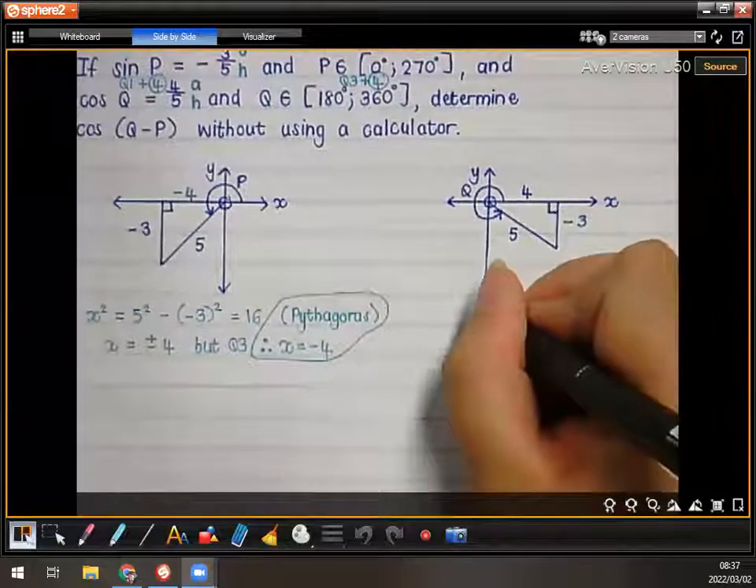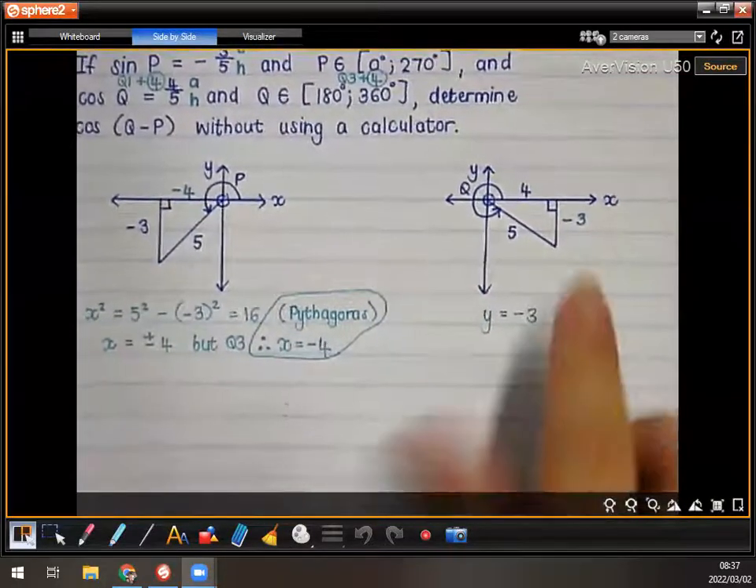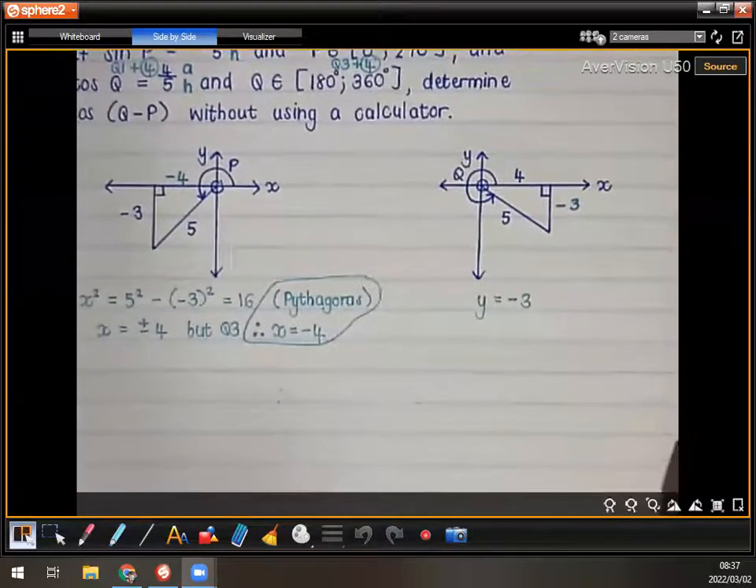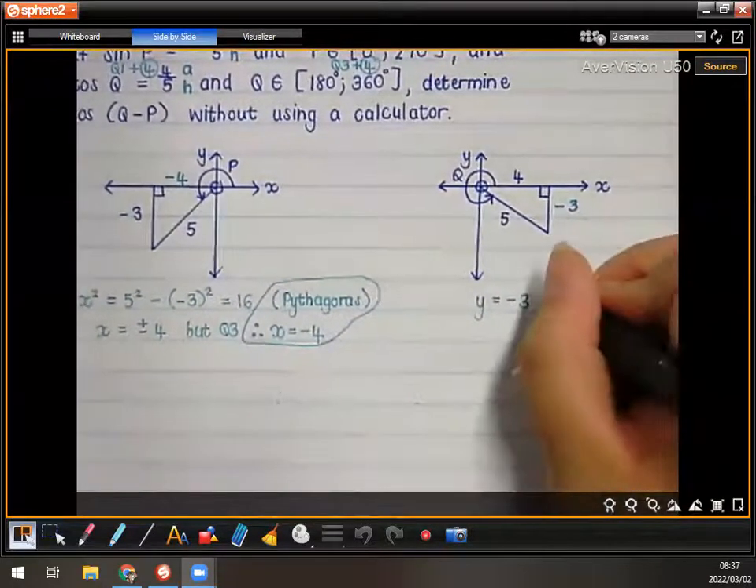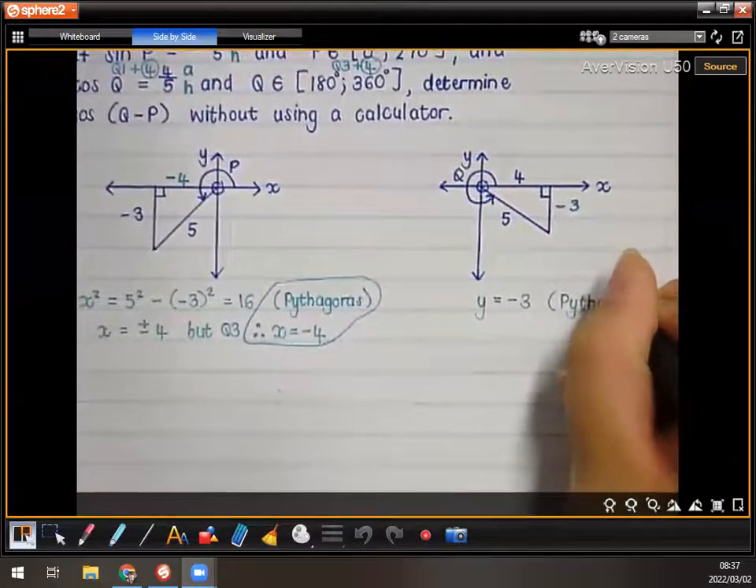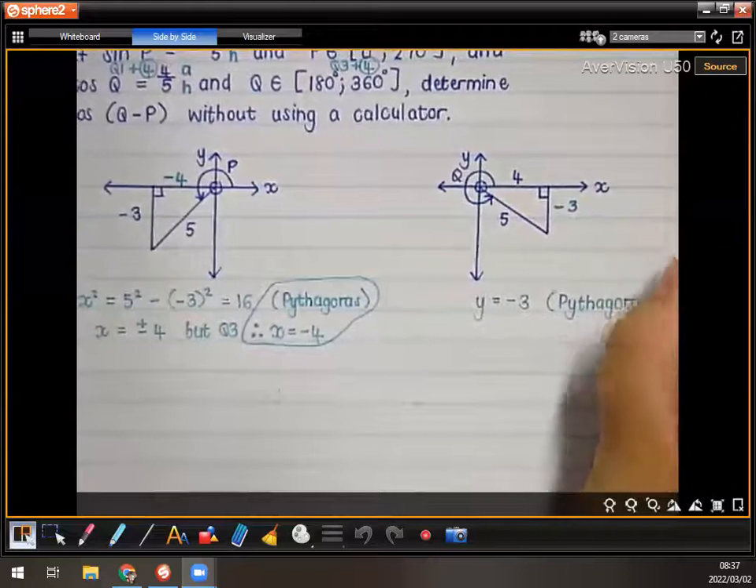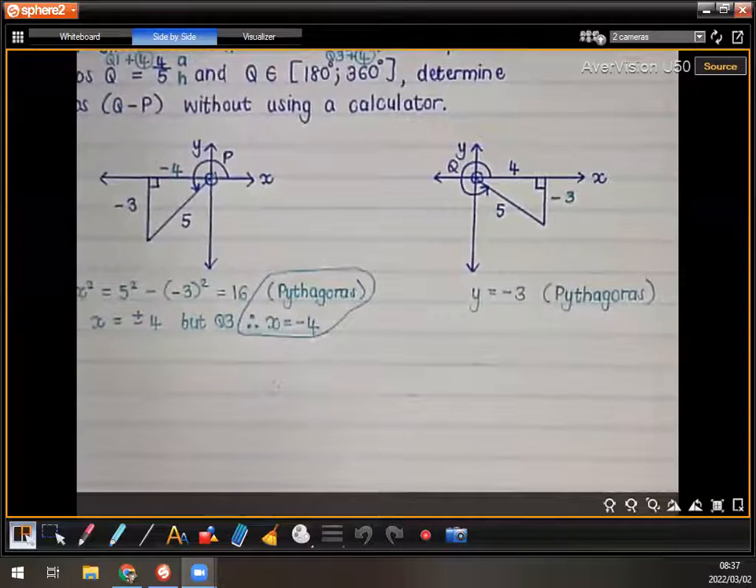So here you would just have to write y equals negative 3. I suppose it's fine if you just put it on the picture, right? So you can see that there's a negative 3 there. And you don't have to write Pythagoras again if you've already written it. Okay, let's write it out in full just for this one, just so that when you look back at this, you know where that negative 3 came from. But actually, you would have gotten full marks if you just filled it in on the picture.